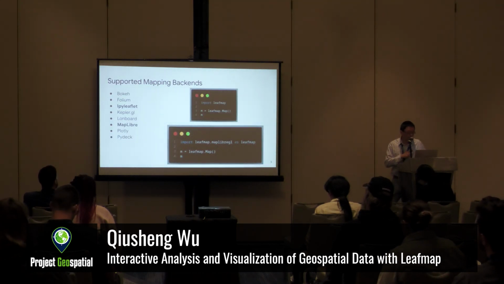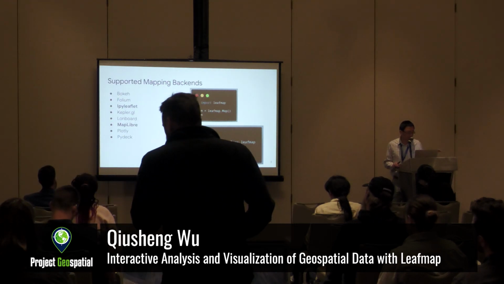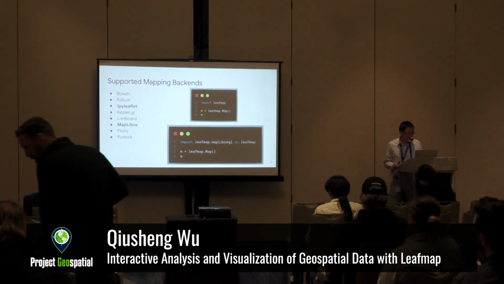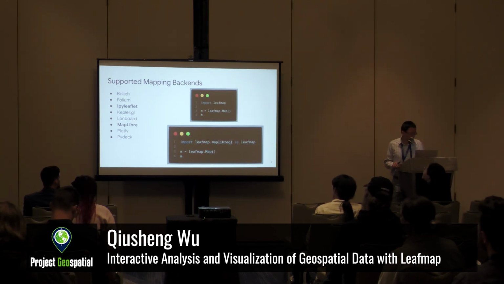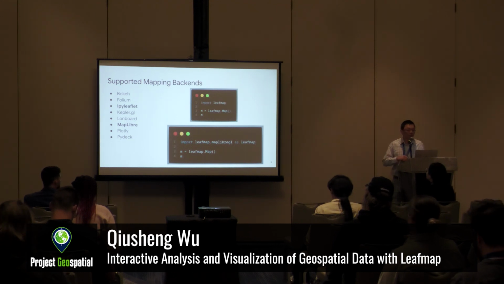Leafmap supports many mapping libraries. These are all Python-based mapping libraries, and you might have used some of them, like Folium or ipyleaflet. We can also use some 3D functionality, for example, from MapLibre, also PyDeck, something like that. It's really easy to use, so you don't need to learn all those packages. All you need is just Leafmap, and then just import Leafmap.